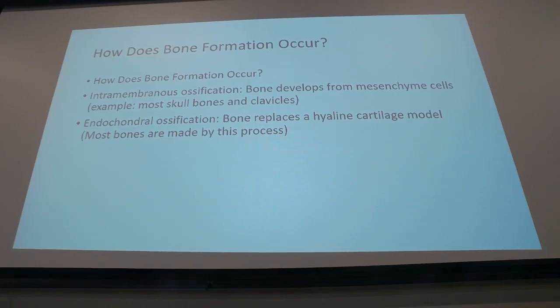Okay, so now let's talk about osteogenesis. How does bone formation occur? Our bones can be formed in two ways: by intramembranous ossification, or by endochondral ossification. Ossification itself is forming bone. So you can form bone inside a membrane. That's why it's called intramembranous ossification.